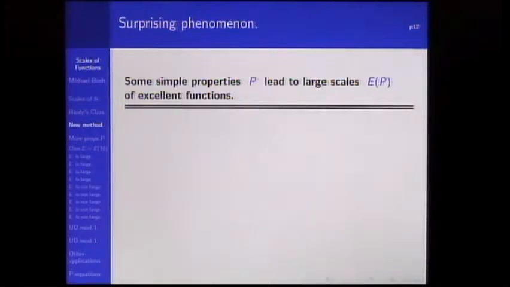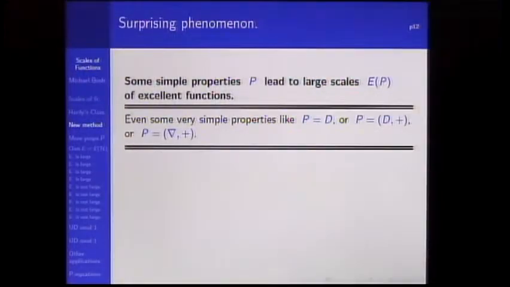What else? Usually when you see these definitions for the first time, they look like a kind of tautology. What interesting can come from them? But it turns out, and this is a surprising phenomenon, that even simple properties P lead to large classes of excellent functions. Let's see some examples, like simple properties such as being closed under differentiation, or being closed under differentiation and addition. Just very simple properties lead to large classes.